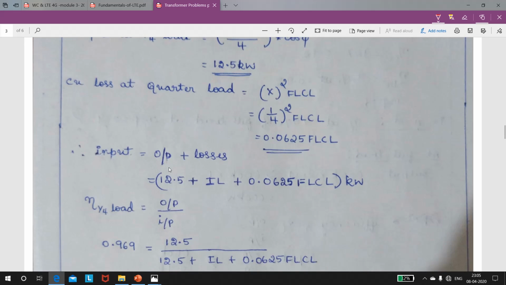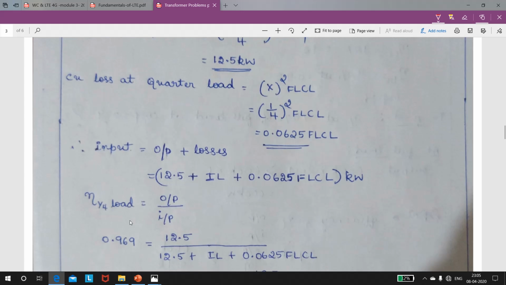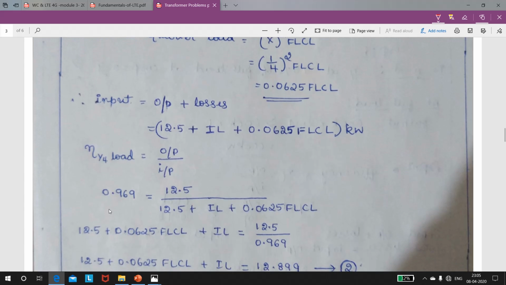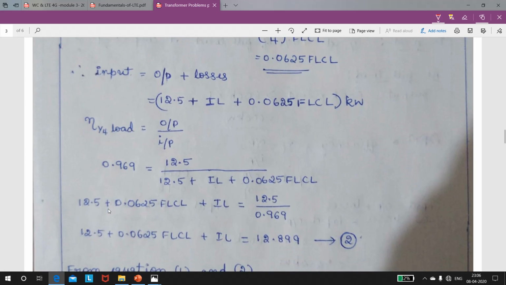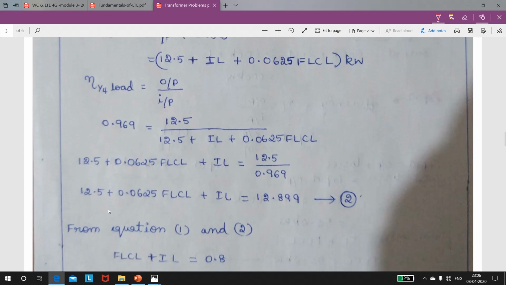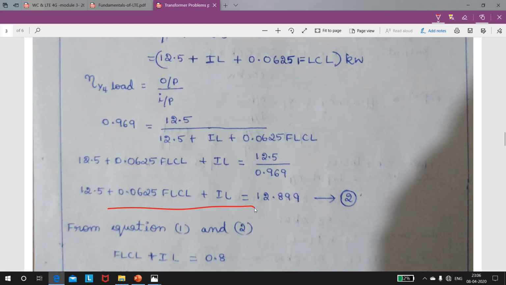So input is equal to output plus losses. So output plus losses. Efficiency formula is output by input. So substitute in that, similar to the previous one. You will get a second equation like this.